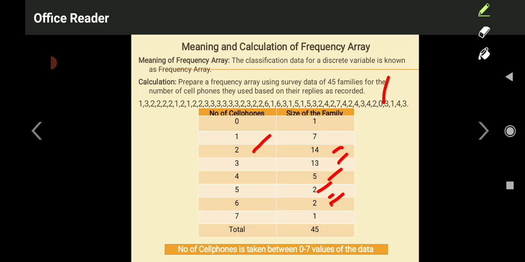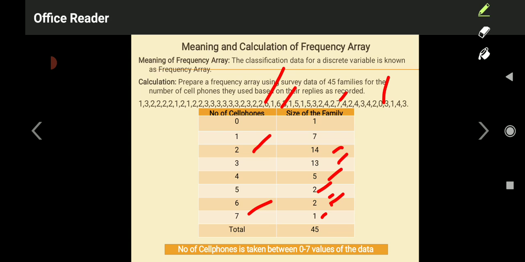See, here one 6 is there, here one more 6 is there. Only these 2 families are using 6 cell phones. Look at the last one. In the last column, only one family is using 7 cell phones, my dear students. Only one family is using 7 cell phones. Look at the data information. Here, 7: only one family among the entire 45 families is using 7 cell phones.